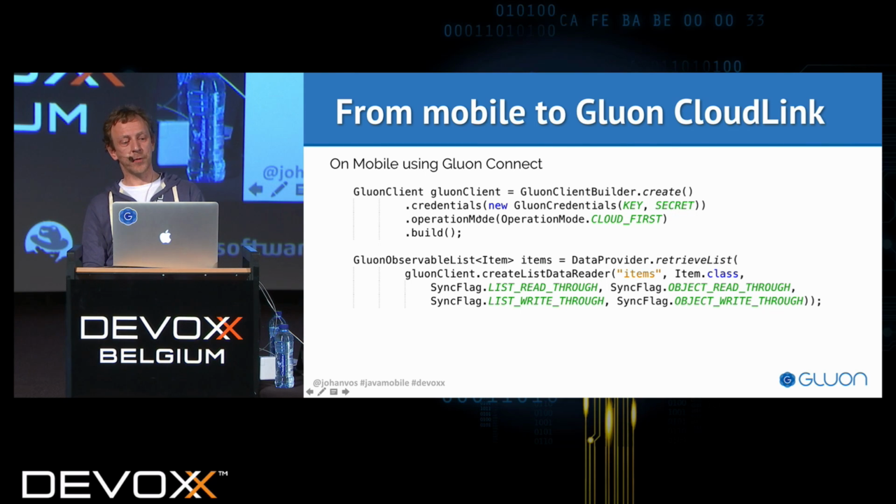That's again the key and the secret that we got from CloudLink when we created the application. And we tell it the operation mode is cloud first, which means that if there is no connection but it has a stored version of our data, it will use that one, and otherwise it will try to get the data from the cloud first. So you can also have local first, and then it will only go to the cloud if it doesn't have it yet, but cloud first is recommended actually. And then we use this client to retrieve a list. We tell the client to create a list data reader, which is called items. So it will get all the items from that list.